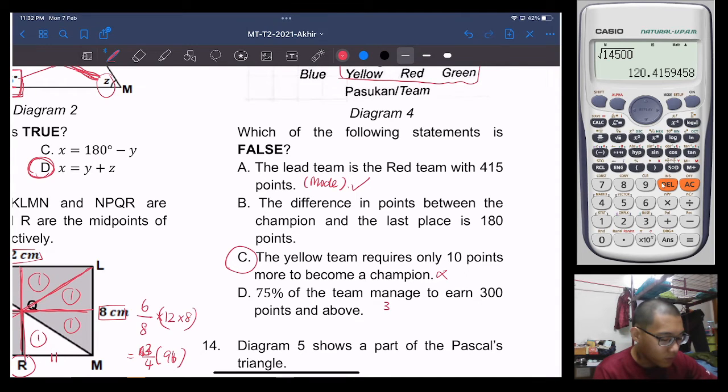Okay, so because we have a total of 3 teams from 4 teams receiving 300 points and above, this one becomes 700. This one we can write down like this: 3/4 times 100%. Okay, so we have 75%.